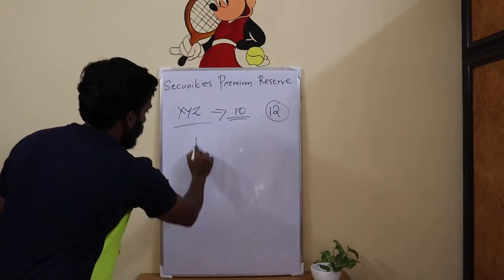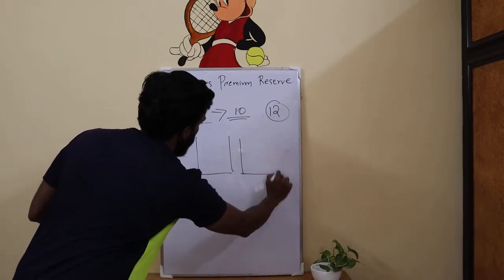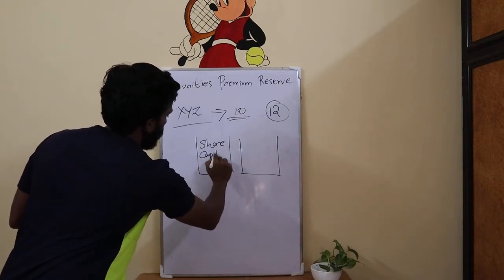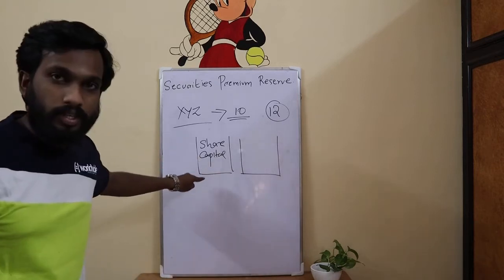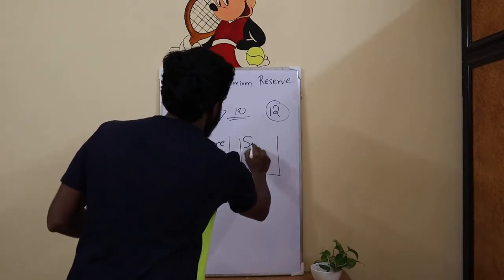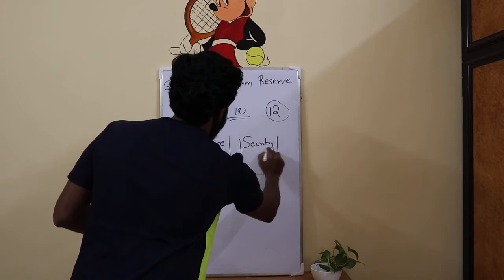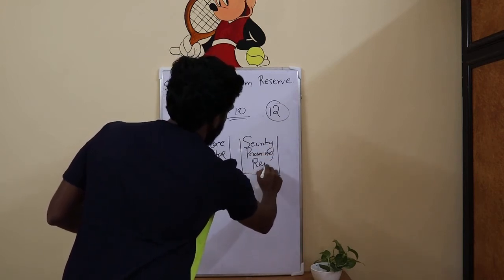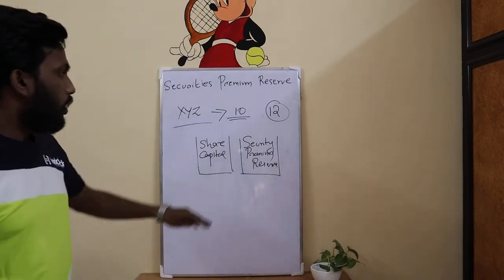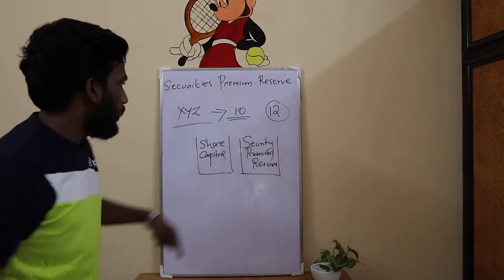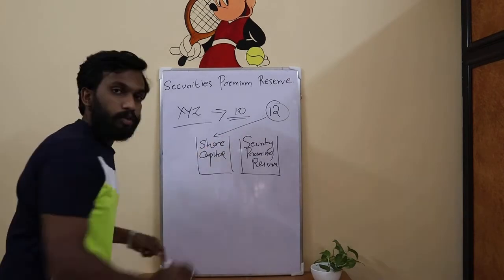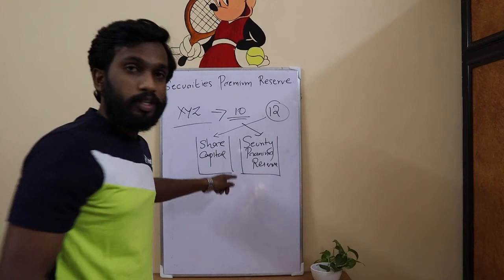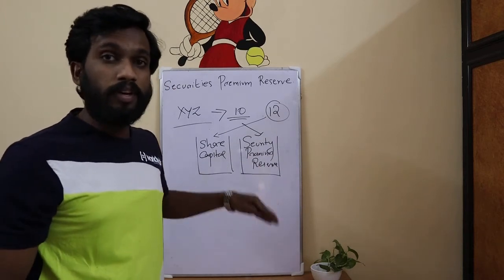So here I am drawing two figures, one which represents the share capital. So it represents the share capital. This is the securities premium reserve account. Now out of this 12 rupees, 10 rupees goes to the share capital account, 2 rupees goes to the securities premium reserve account.